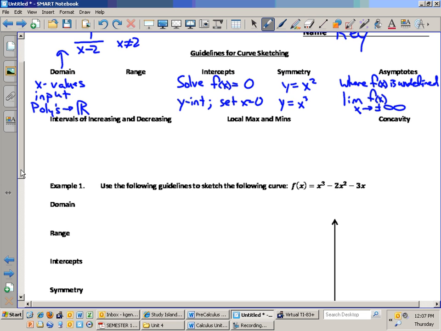Okay, now let's get to the calculus piece. Intervals for increasing and decreasing. What tells us intervals for increasing and decreasing?